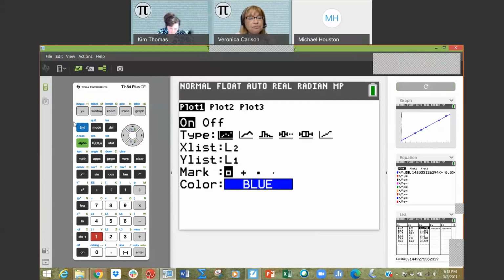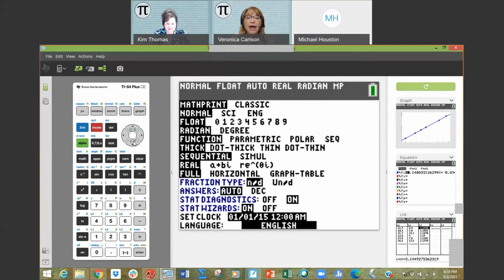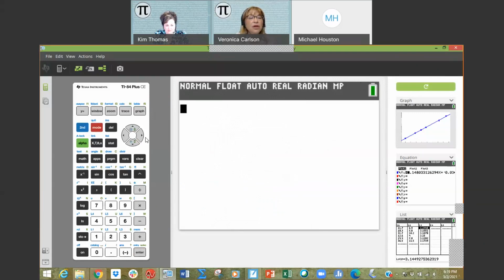All right, so let's go to mode. I'm going to quit out of here and go to mode, and I can go down and turn off the diagnostics. Stat wizards make it really nice for me so that it does ask, and I do leave those on. I do prefer that. So I'm going to get out of here, and then we can go back and do the linear regression.